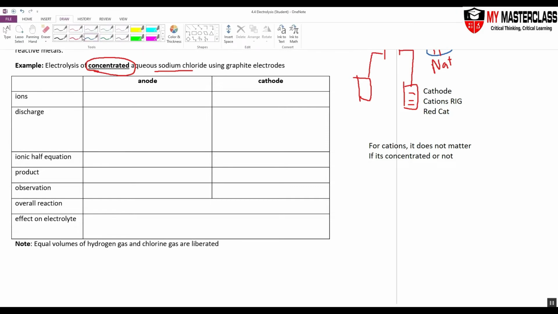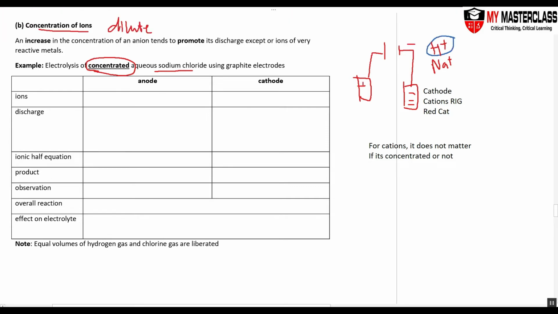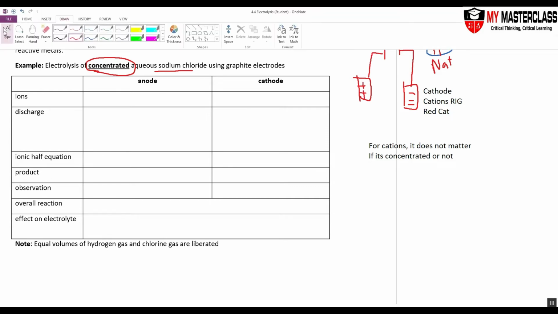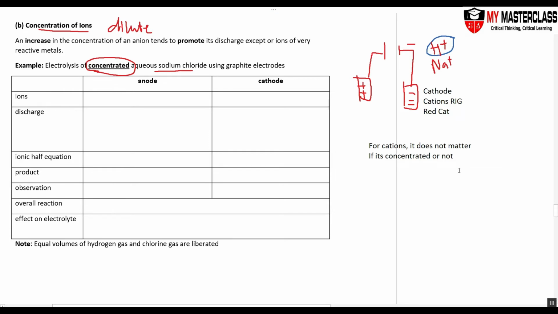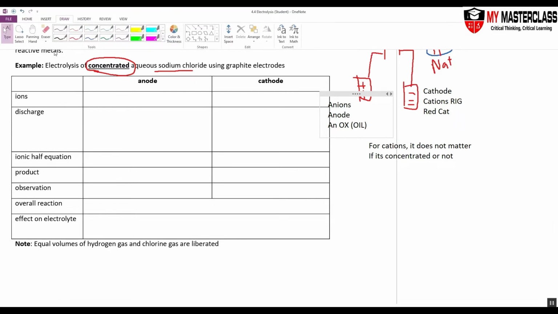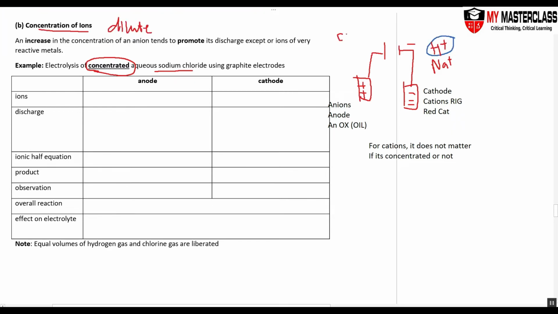Okay, but for your anions over here, this is positive plate. Positive plate, my anions get attracted. This is the anode. Okay, and then oxidation takes place, and then oxidation is loss. Okay, so what are the anions that are inside? I still have my Cl minus and my OH minus.